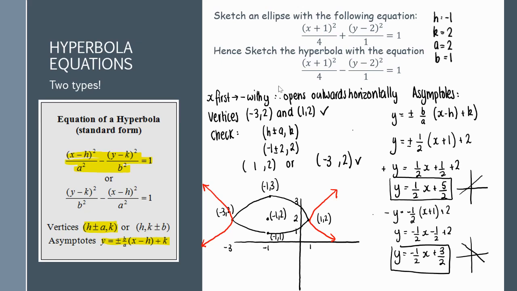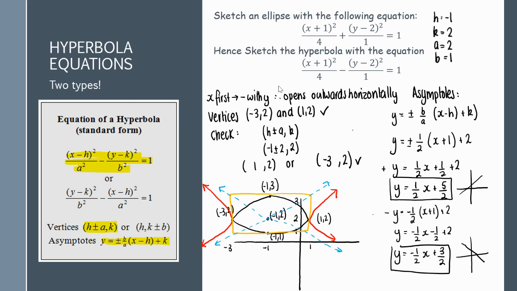A good way to draw this accurately is to draw a little box around your ellipse in which the box touches all four vertices. Now, your asymptotes should go through the center and the diagonal corners of the box. So the first asymptote that I'm drawing, mine's not very accurate, is the line y equals a half x plus 5 on 2. And as you see, it's kind of crossing that y-axis at 2.5.